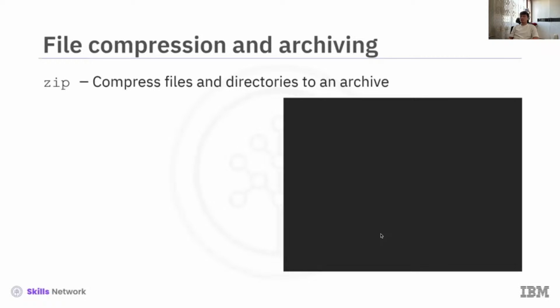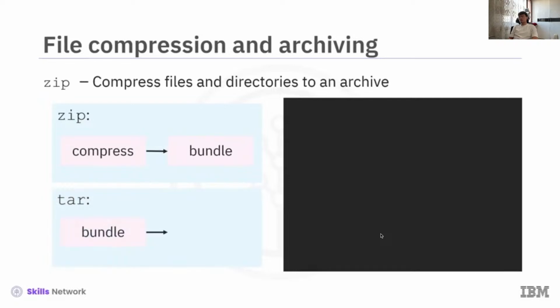You can use the zip command to compress files and directories and package them into a single archive. Notice the order of operations that zip implements. Zip compresses files prior to bundling them, whereas tar, with the -z option, achieves compression by applying gzip on the entire tar ball, but only after bundling it.